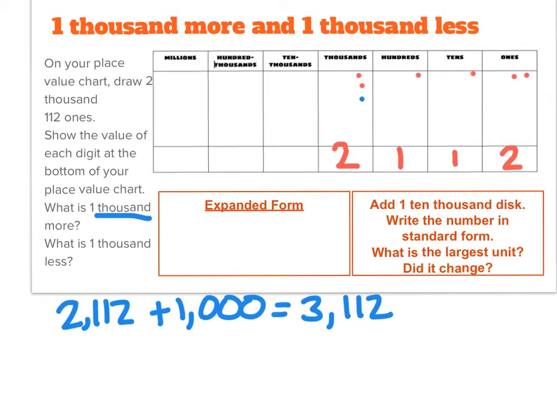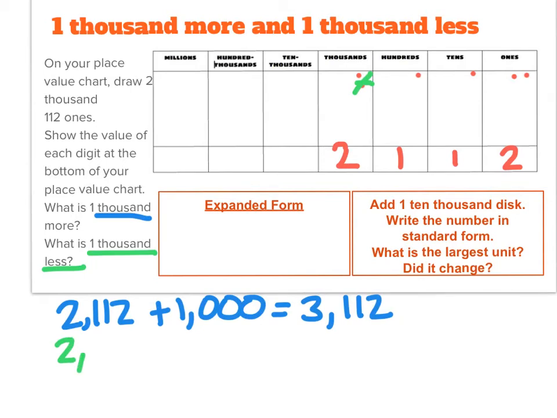Now, my next question says, what is 1,000 less? Well, let's go back to my original number. I'm going to get rid of that blue dot. And I need to do 1,000 less. So that means I'm going to cross out 1,000. So I'm left with 1,112. So let's write a sentence that makes sense of that.